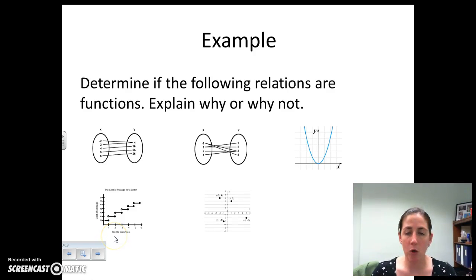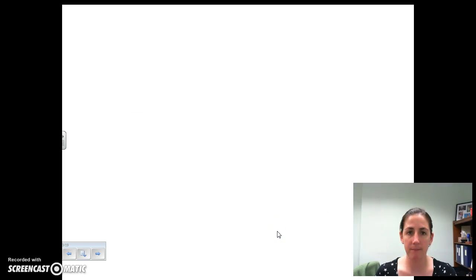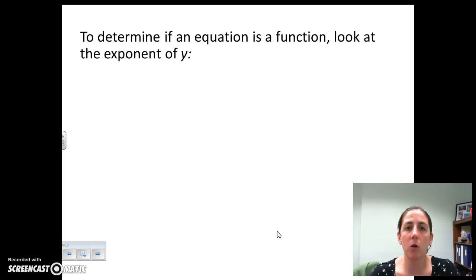Here's just a set of ordered pairs. There's just 4 ordered pairs. Draw a vertical line through all 4 of them. It only touches one point. That is a function. This last example is a circle. As you can see, the circle is not going to pass the vertical line test. Not a function.